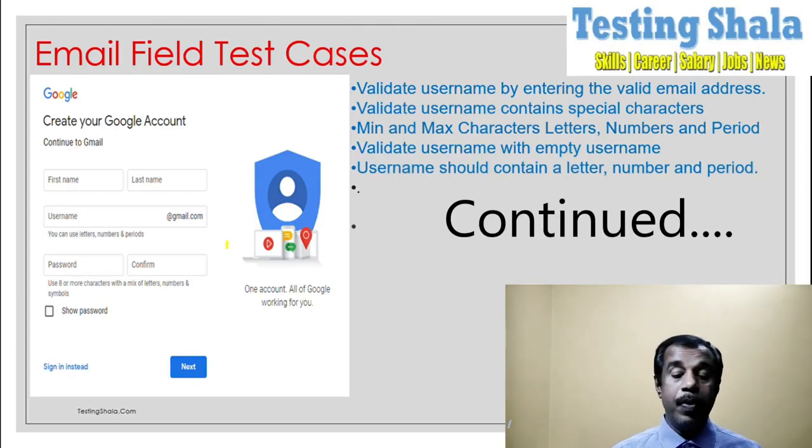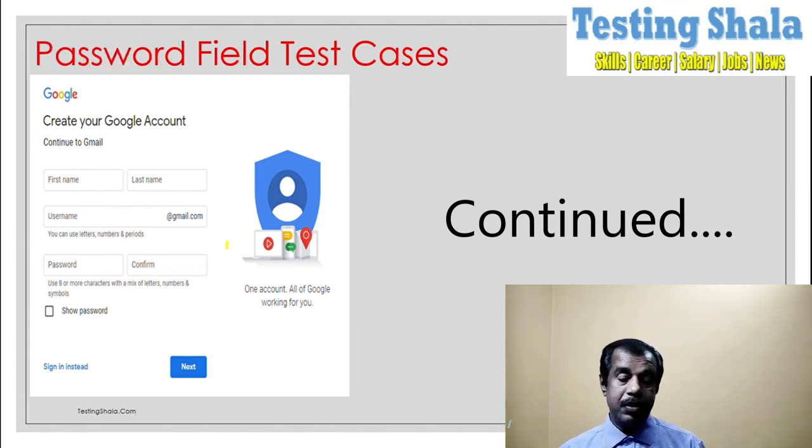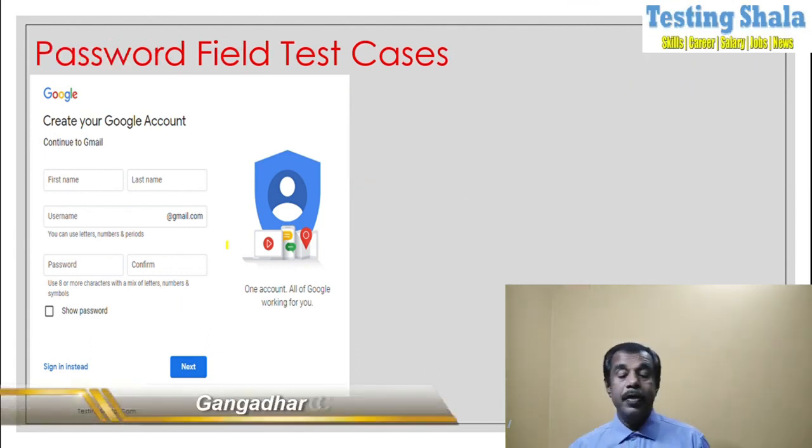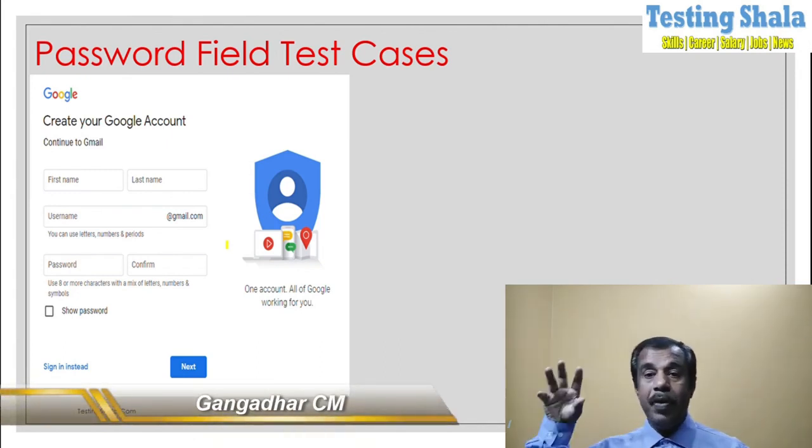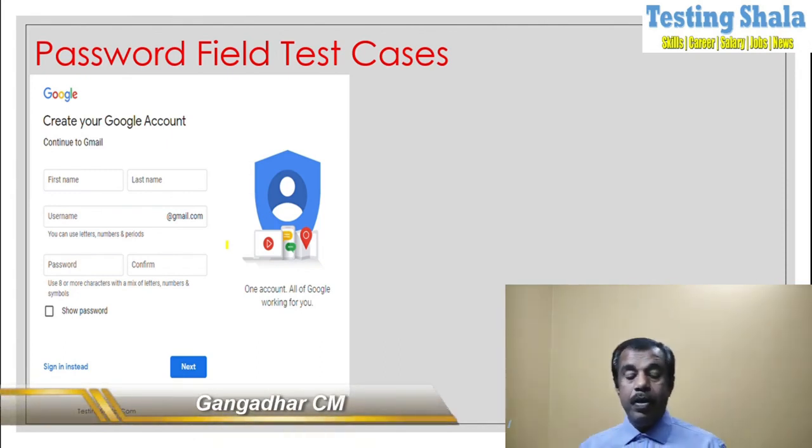Then we will move on to the password field test cases. Password field test cases we will see. So for the password field, basically we have a password, then we have a confirmation password.